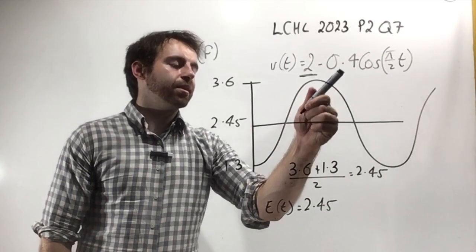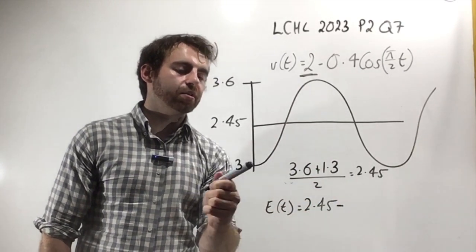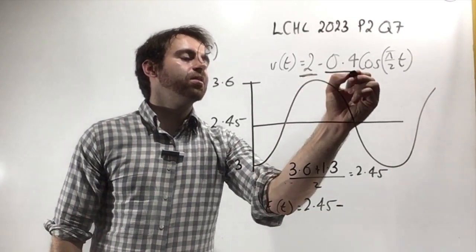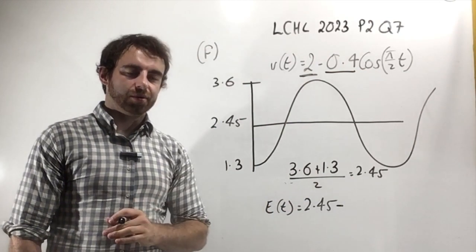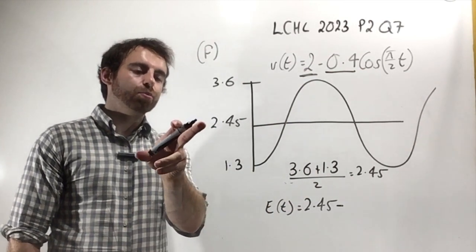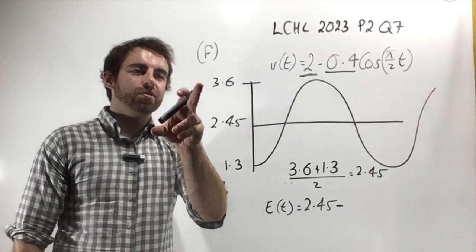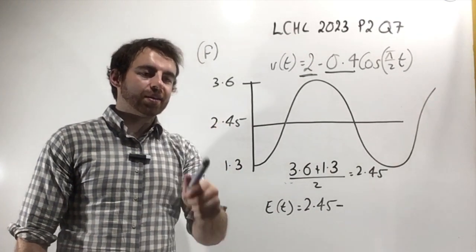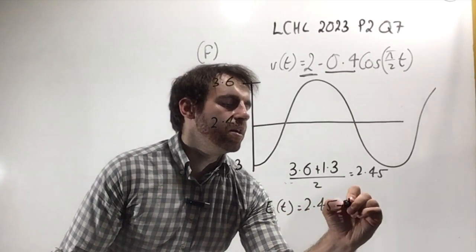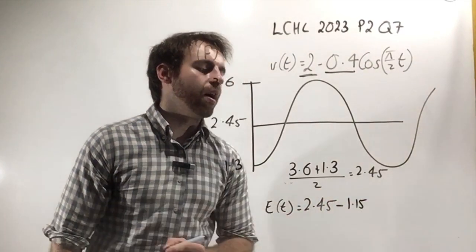And then remember that it's a negative graph, first of all, because it starts at the bottom. And this number relates to the amplitude. What is the difference between 2.45 and 1.3? What is the difference between 2.45 and 3.6? Well, if you do that sum in your calculator, you get 1.15.